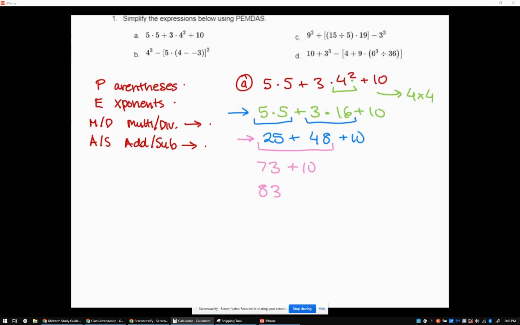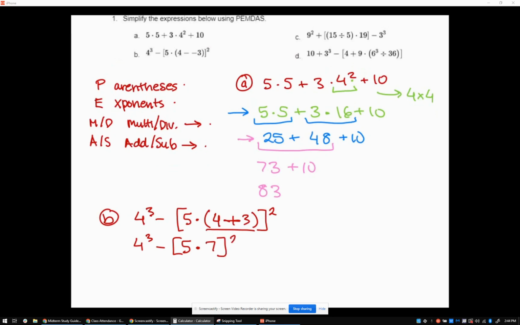Okay, for question B, 4 cubed minus 5 times 4 minus negative 3 squared. We've got parentheses inside of brackets, so we're going to start with the parentheses that's on the innermost first. All this is still going to be the same. I'm starting with 5 times 4 minus negative 3. Double negative actually becomes a positive. So 4 minus negative 3 is the same thing as 4 plus 3, which is 7.